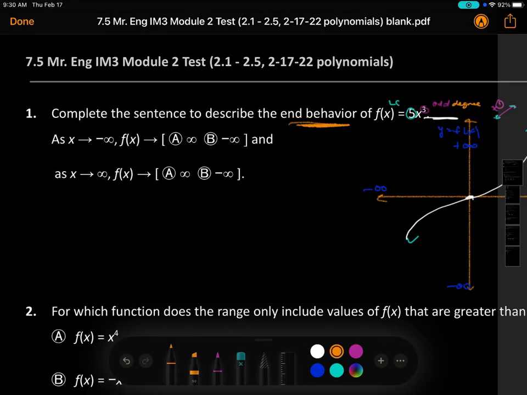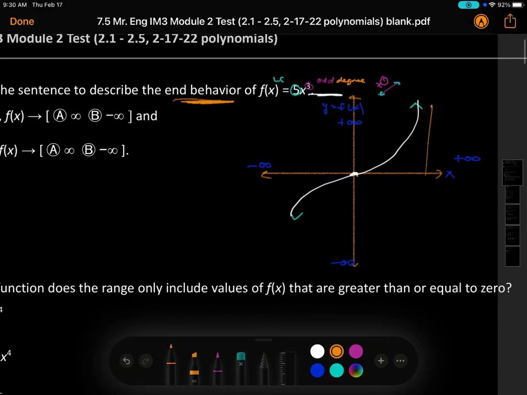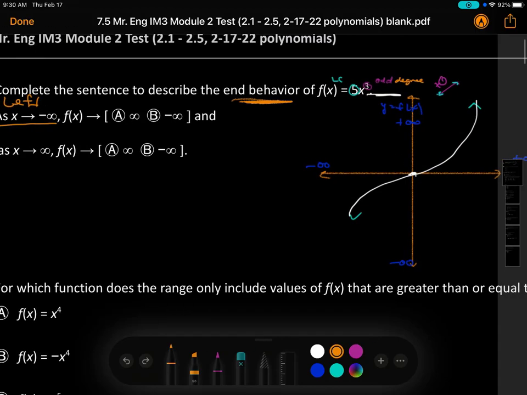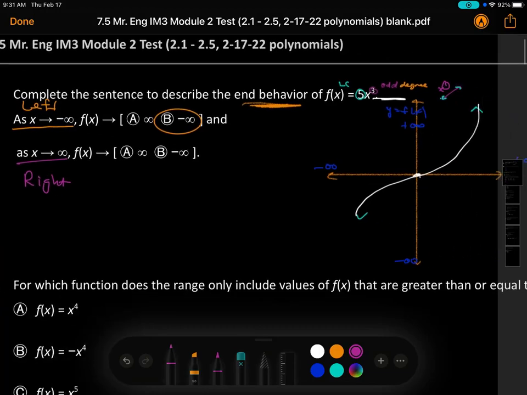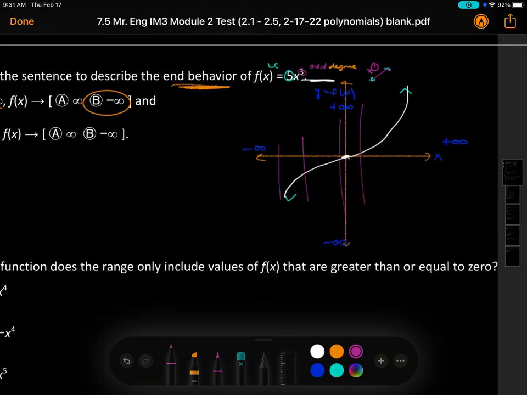I know they do it kind of backwards here. As x goes towards negative infinity, so this is going towards the left, what happens to my graph? Well, if I go towards the left, the graph or the arrow goes where? Down. So that would be negative infinity is my answer. As x goes towards the positive numbers on the x-axis, that means it's going towards the right. There's my arrow. That means it's going to positive infinity would be our answer.